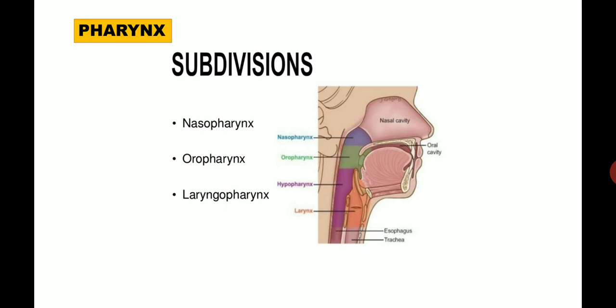The entrance to the trachea is guarded by a flap called epiglottis, which closes it at the time of swallowing food. Incomplete closure of epiglottis during swallowing causes cough.